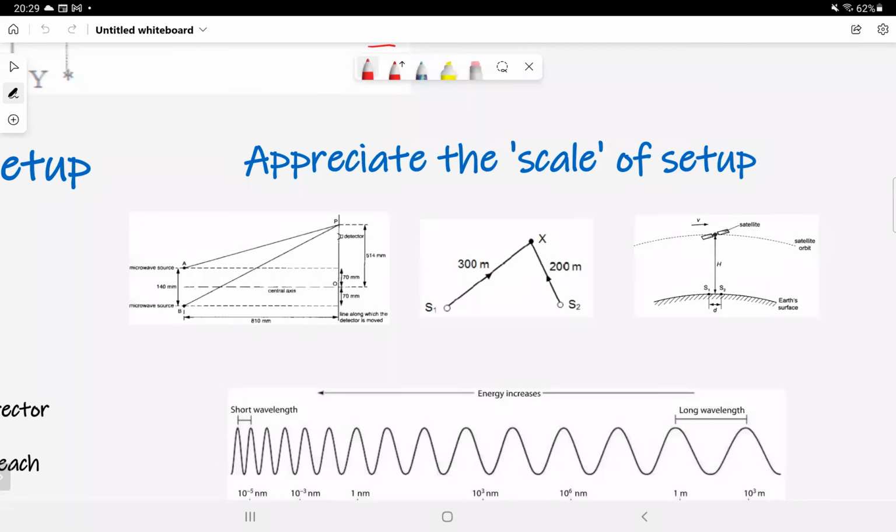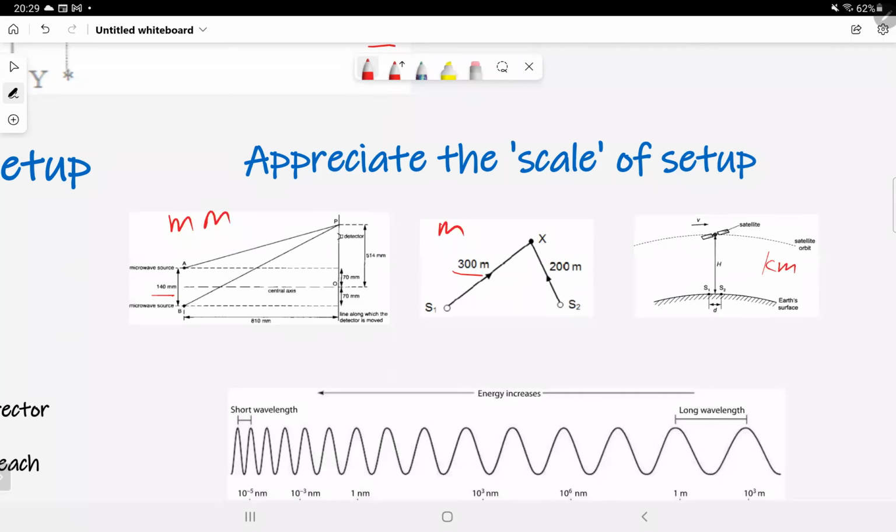One of the differences that you can see is the setup itself may vary in scale by a great deal. Some could be in terms of mm. Some could be in terms of meters. Some could be in terms of kilometers. And why can they vary so much?